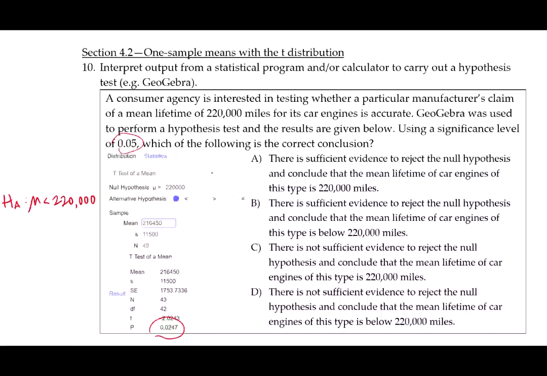So let's look at answer B. There is sufficient evidence to reject the null hypothesis and conclude that the mean lifetime of car engines of this type is below 220,000 miles. That is the correct conclusion.